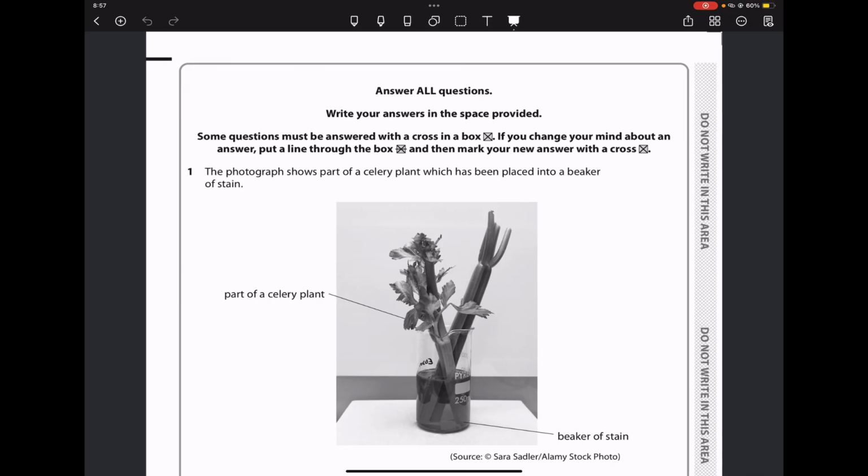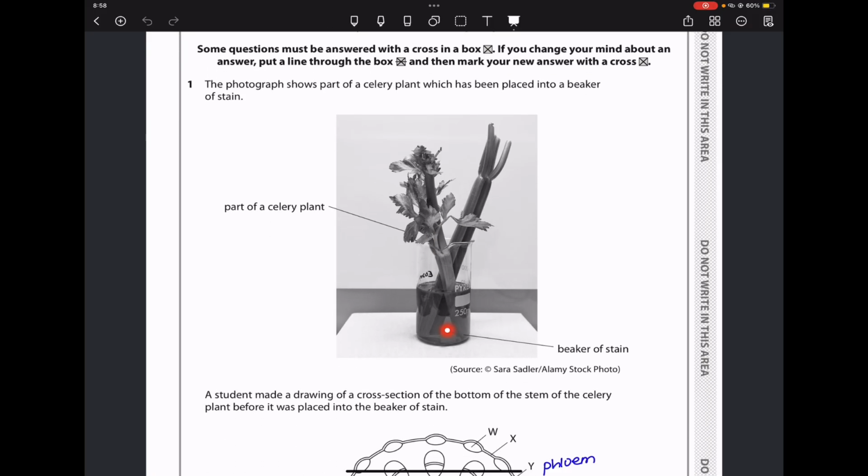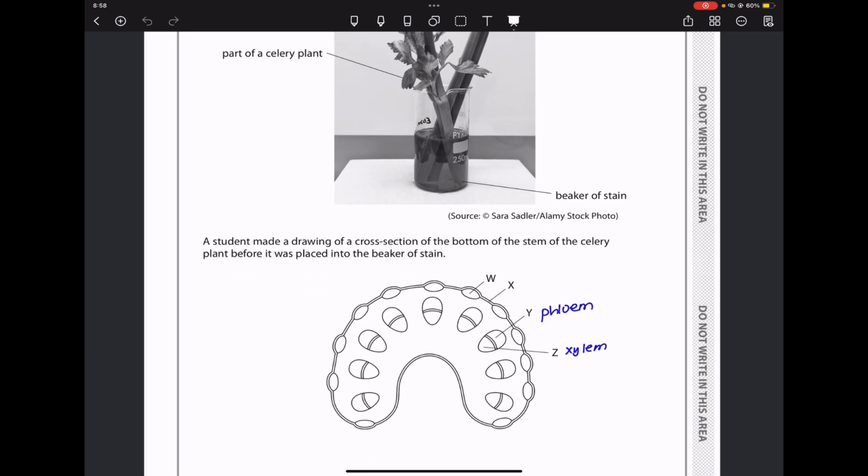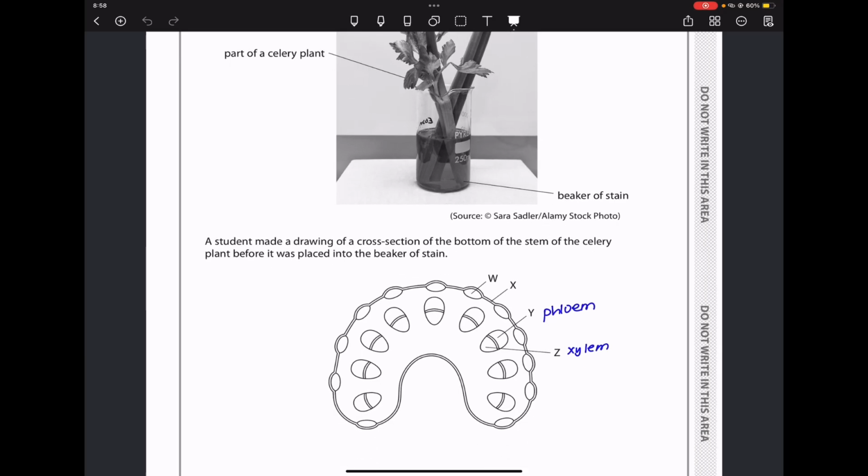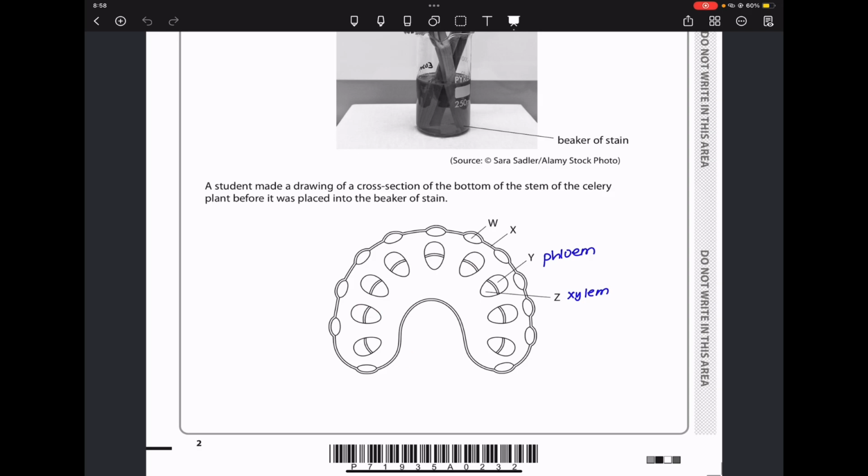Question 1. The photograph shows part of a celery plant which has been placed into a beaker of stain. So this is the plant and we see the beaker containing stain. A student made a drawing of a cross-section of the bottom of the stem of the celery plant before it was placed into a beaker of stain. So we see this is the cross-section.